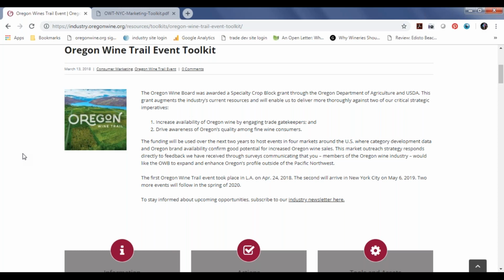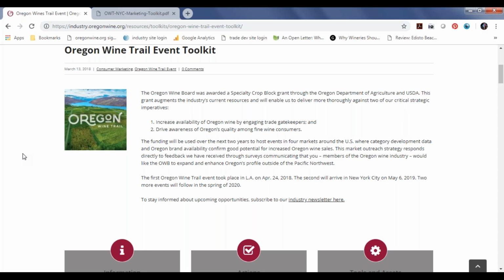The $174,000 grant will be used to host tasting events in 4 markets around the U.S. where category development data and brand availability confirm a good potential for increased sales. So this market outreach strategy responds directly to feedback we've received through surveys communicating that you, members of the industry, would like the OWB to expand and enhance Oregon's profile outside of the Pacific Northwest.